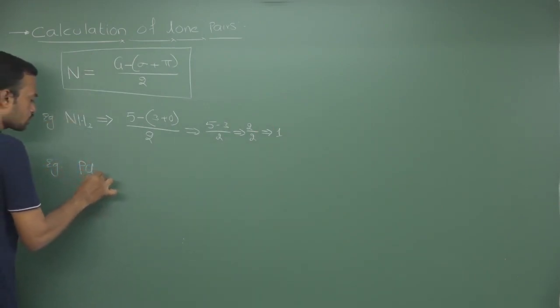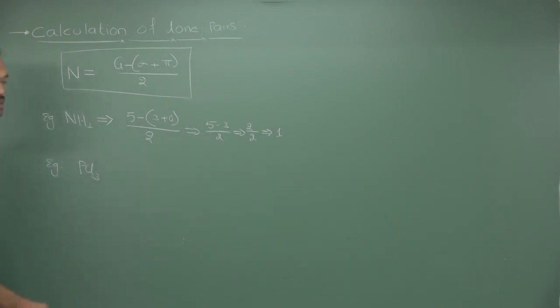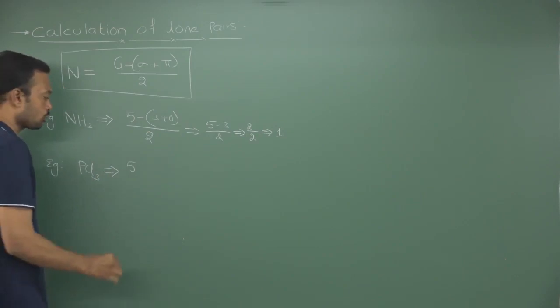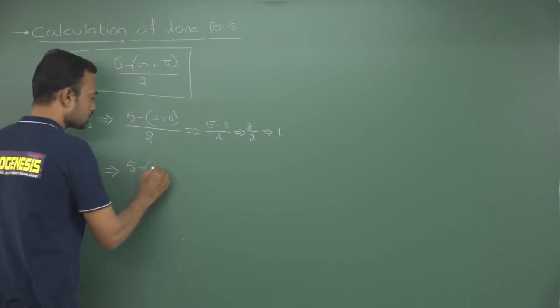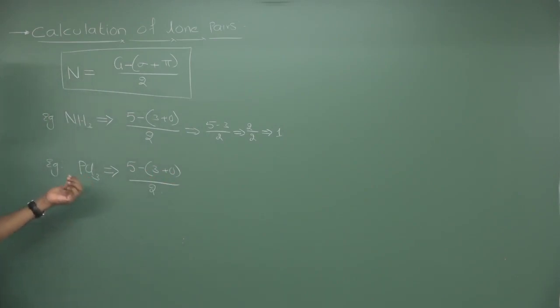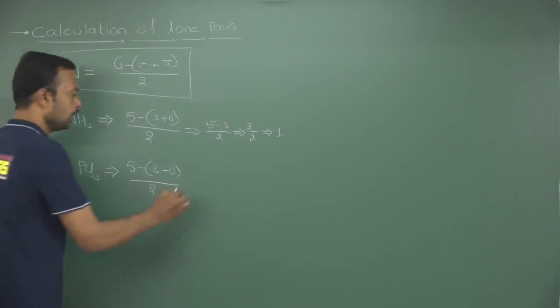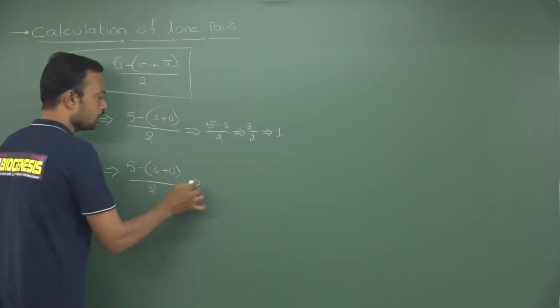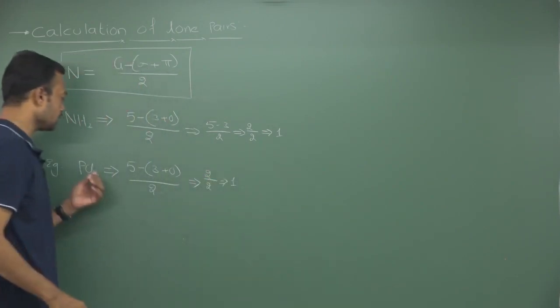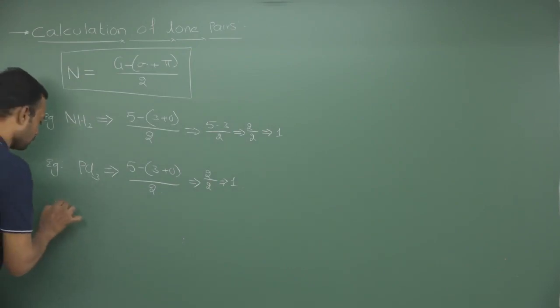In the same way we can also calculate for PCl3, phosphorus trichloride. Phosphorus also belongs to the fifth group, so 5 minus, and here it is 3 plus 0. The 0 indicates there is no pi bond. PCl3 doesn't carry any pi bond, so 5 minus 3 is 2, 2 by 2, finally 1. So we can say that it carries one lone pair of electrons.